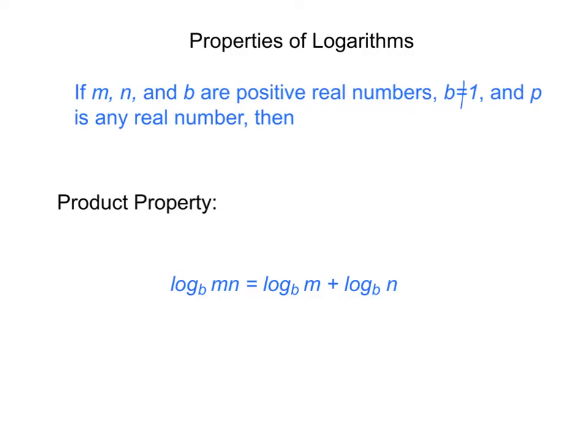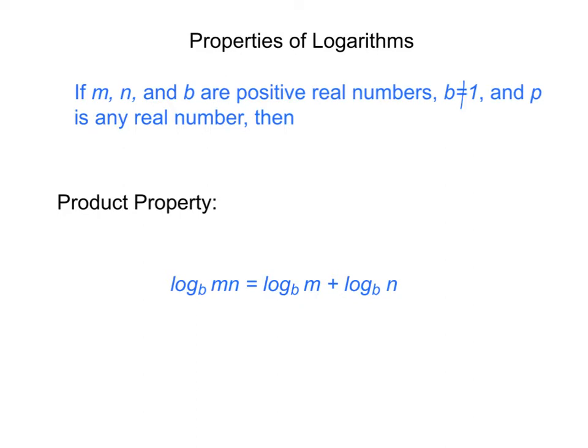There are three properties of logarithms that you really want to know, and these really shouldn't be that big a deal to keep straight. As long as you understand that logarithms are exponents, this is very similar to applying exponent rules. So if m, n, and b are positive real numbers, b is not equal to 1, and p is any real number, then we have some different things that can happen.